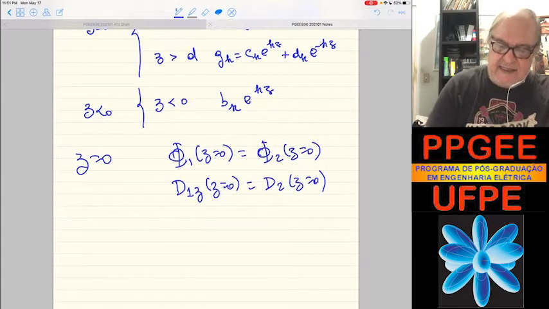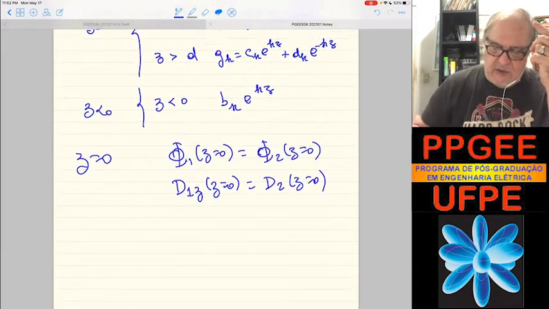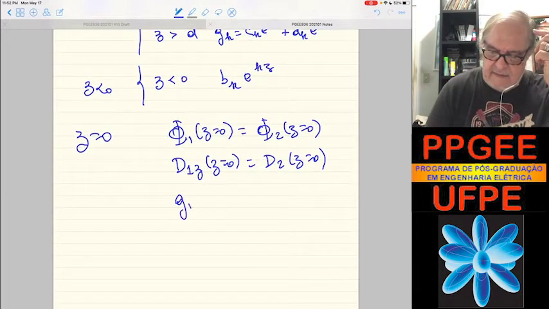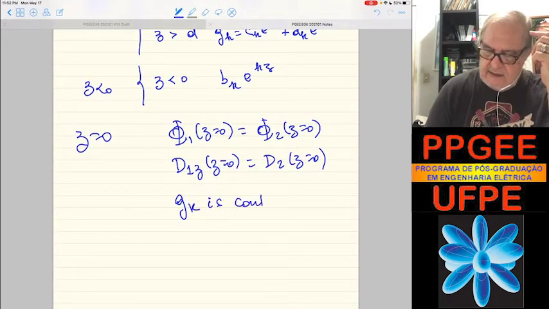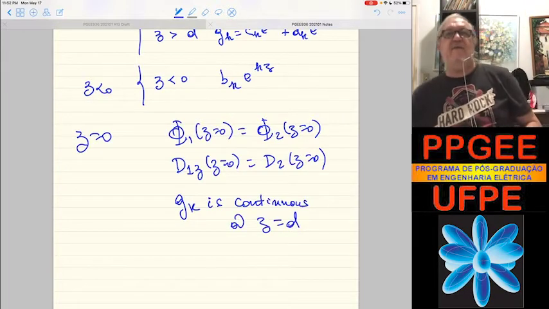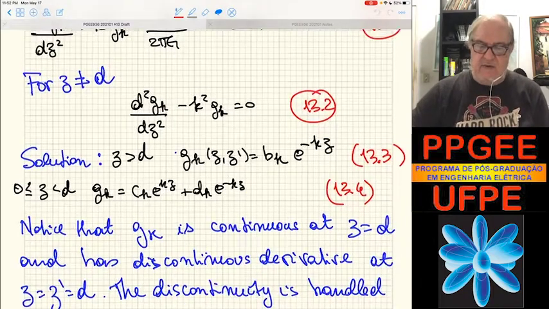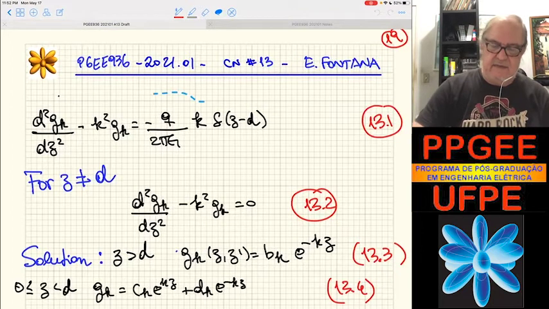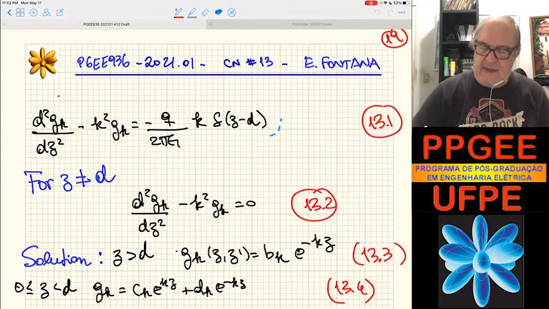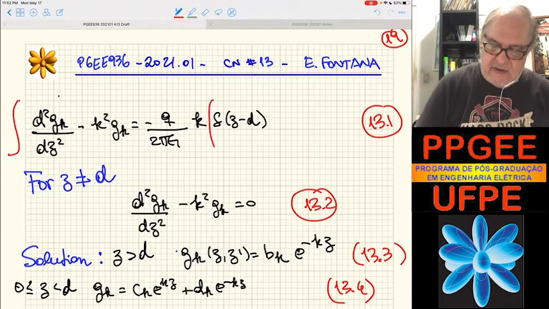So that's the 3rd condition that is going to tie b, c, and d: gk is continuous at z equals d. 3rd equation, right? And what is the 4th equation? Well, the 4th equation comes from the differential equation, which is this one here. We have to handle the singularity. And how do we do that? We integrate across the singularity, z equals d.